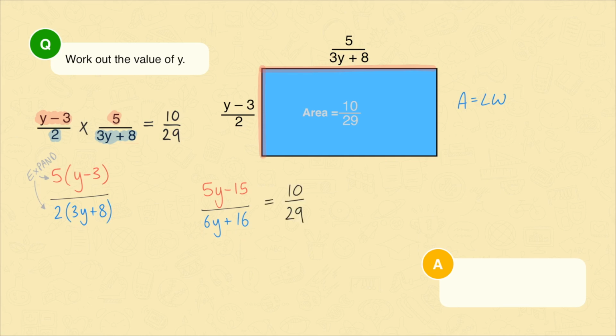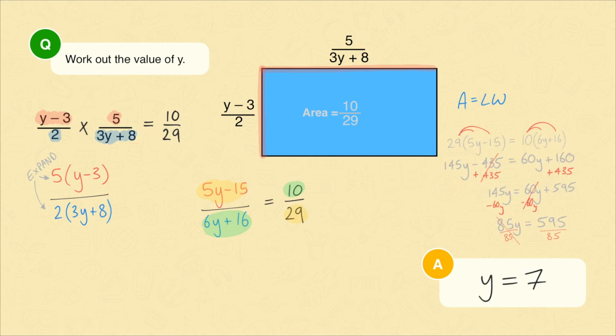So here is the equation that we want to solve. Now we have two fractions that are equal to each other. We can use the concept of cross multiplication. This can be rewritten, so we can say 29 brackets 5y minus 15 is equal to 10 brackets 6y plus 16. Okay, what I'd like you to do now is to expand both sides, simplify, and then solve the equation. So pause the video now and work out the value of y.